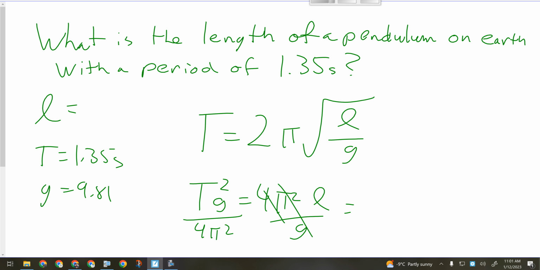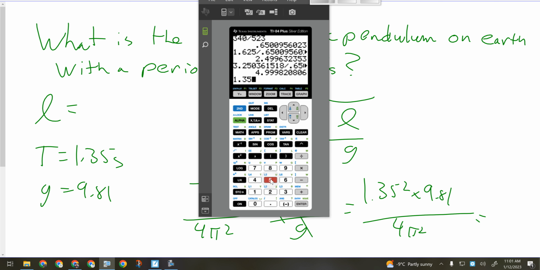Okay, to get L, so 1.35 squared times 9.81 divided by 4 pi squared. All right, so it'll be 0.45 meters, 0.453 meters long.